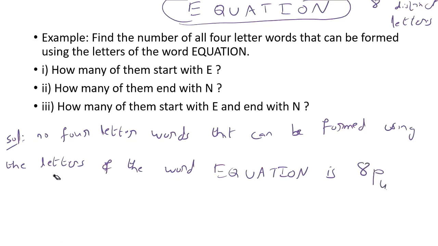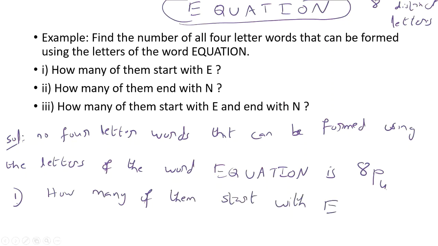Okay, now let us move on to the other parts. What are they? The first is how many of them start with E. The second is how many of them end with N. And the third is how many of them start with E and end with N. Whenever you have problems like this, you have to first satisfy the constraint. So the first question is how many of them start with E.